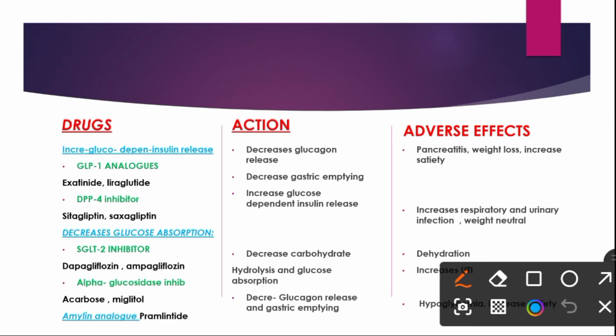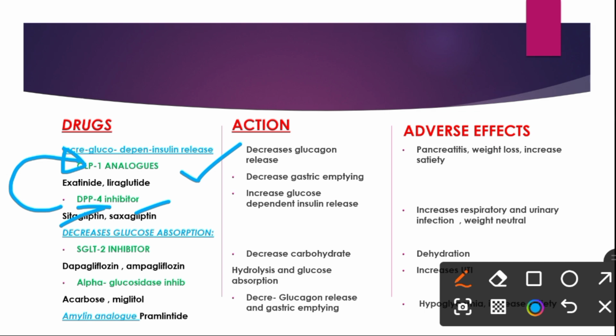Next one is the drugs that cause an increase in glucose dependent insulin release, meaning there will be an increase in insulin secretion. They include glucagon like peptide analogs, meaning the GLP-1 analogs. They include exenatide and liraglutide. And next one is the dipeptidyl peptidase 4 inhibitor. Normally, the dipeptidyl peptidase enzyme causes a decrease in GLP-1. So when we block this enzyme, there will be an increase in GLP-1 concentration and an increase in insulin secretion. So the dipeptidyl peptidase inhibitors include sitagliptin and saxagliptin.